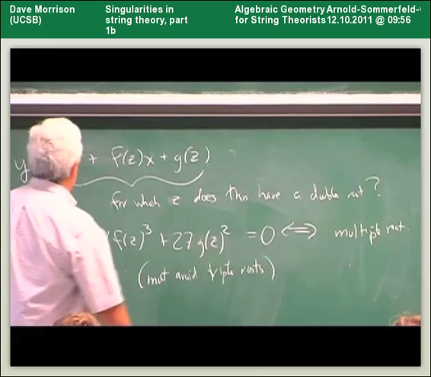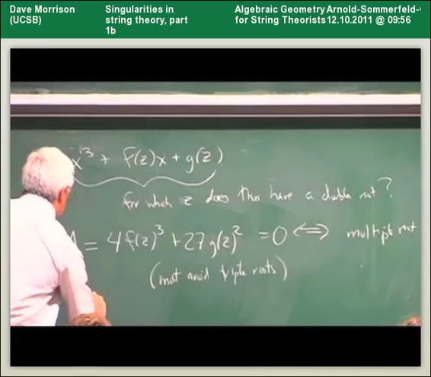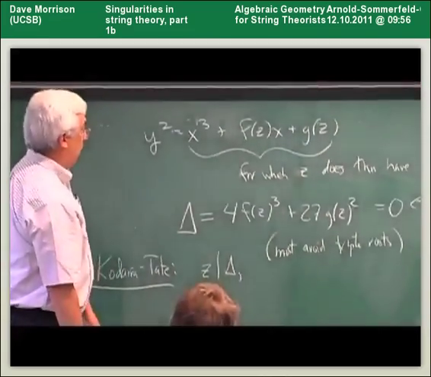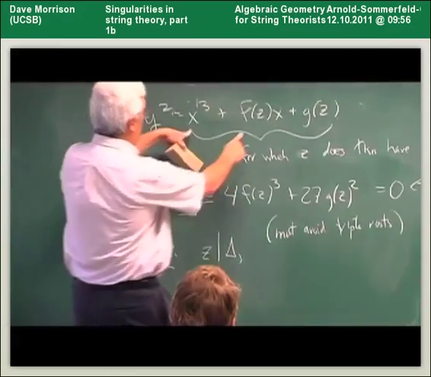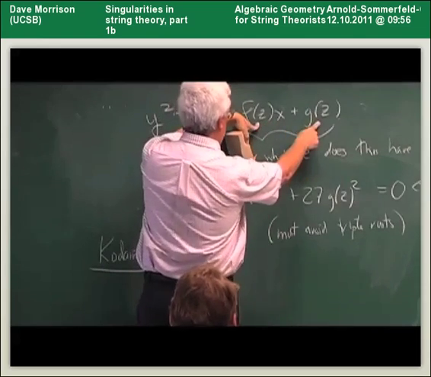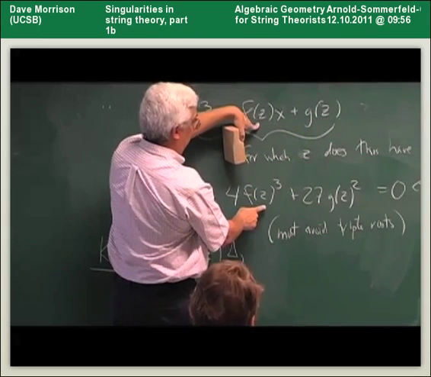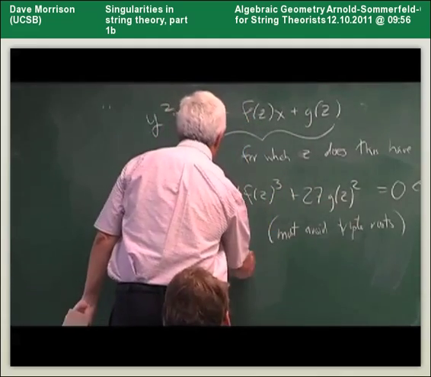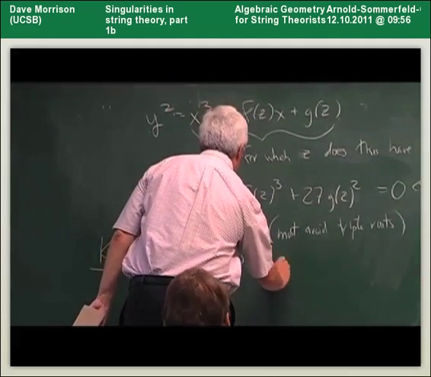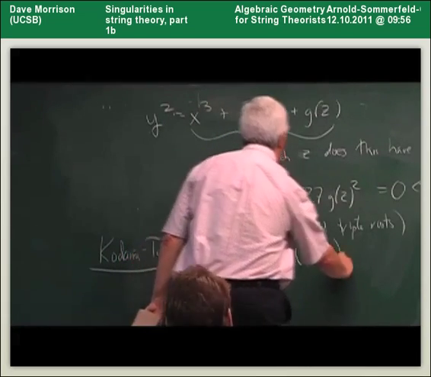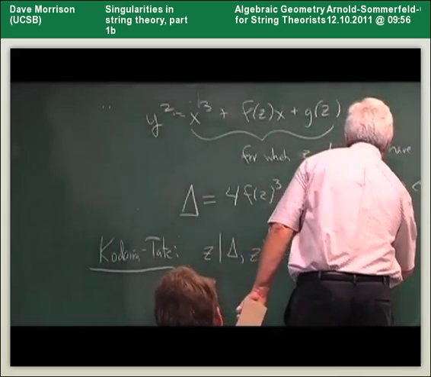And let's see. So if z divides delta, then I'm going to get a multiple root at z equals 0. If I want to avoid a triple root, the thing to avoid is having z dividing both f and g. And since z divides delta, if it divides f, then it has to divide g and vice versa. So z dividing delta, z not dividing f, and also z not dividing g, that implies that I get exactly a double root.